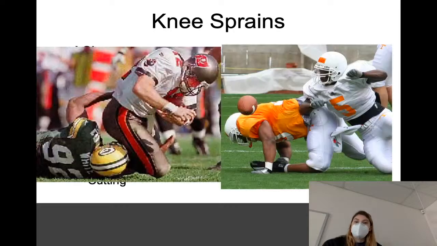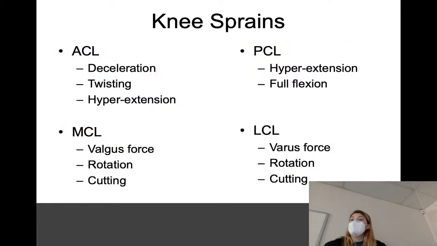Let me see which one I have next. Yes, PCL. So PCL, mechanism of injury, is hyperextension or full flexion. You can do this by overly hyperextending, or I saw it in a volleyball player who went to get a ball, and when she dove, she just dropped straight down onto her knee, like literally jumped, dropped, landed straight on her knee, pushed her tibia posteriorly, and ruptured it that way. So she just dropped and landed.